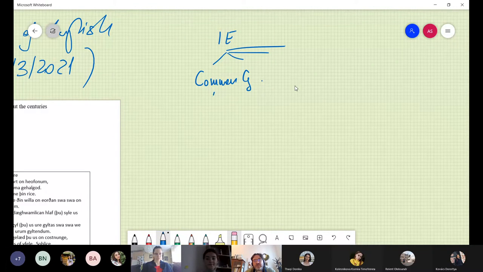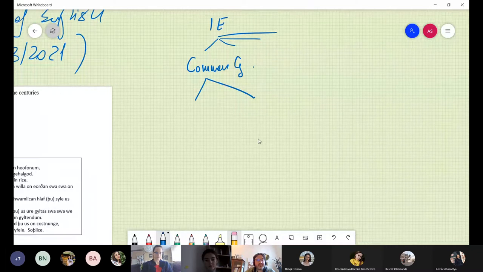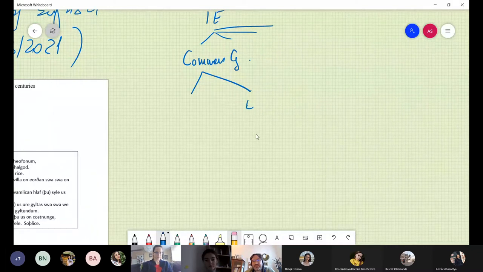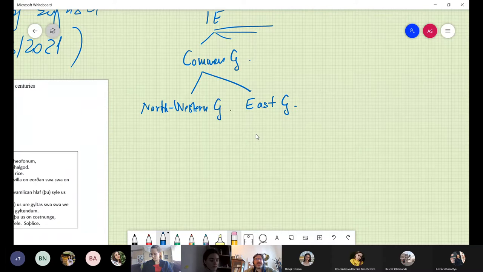Now, Common Germanic is typically subdivided into two further sub-branches. One of these is known as East Germanic, and the other one is known as Northwestern Germanic. Right? Now, let me ask you people, which of these branches actually contains languages that are still spoken? It will mean, of course, that one of them is actually dead. Which one of these sub-branches is dead? Does anybody know?